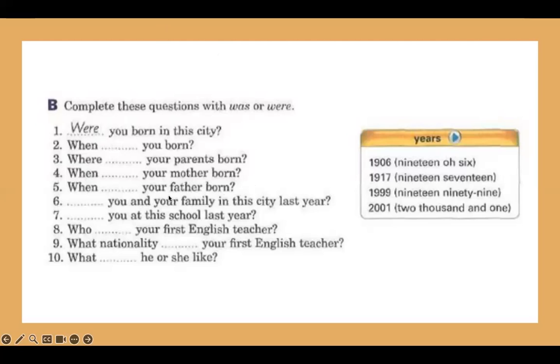This one. Were you and your family in the city last year? Mm-hmm. Okay, year, right? Were you and your family in that city last year? Year. Awesome. So here we have the other one. What about this one? Were you at the school last year?